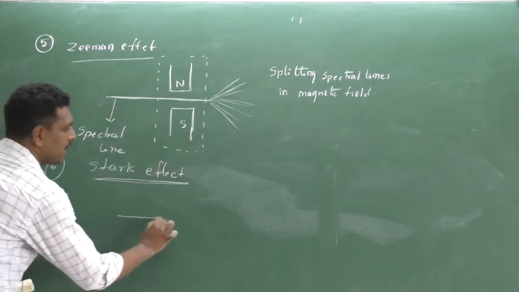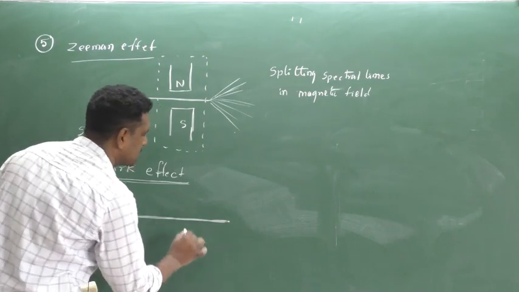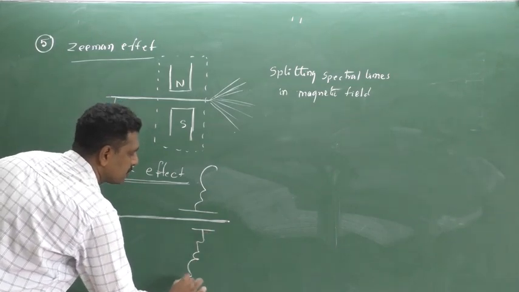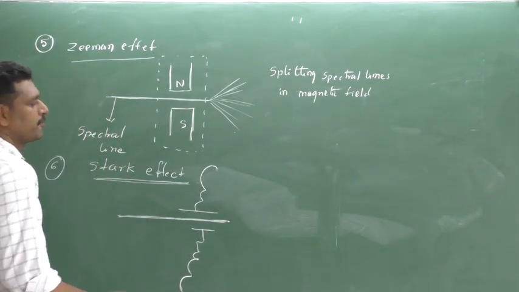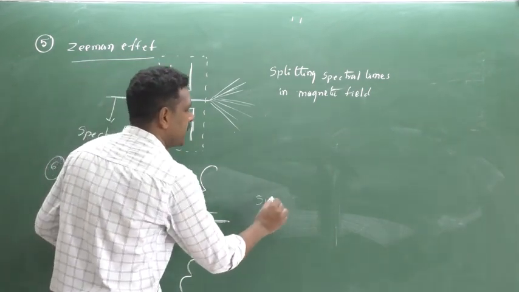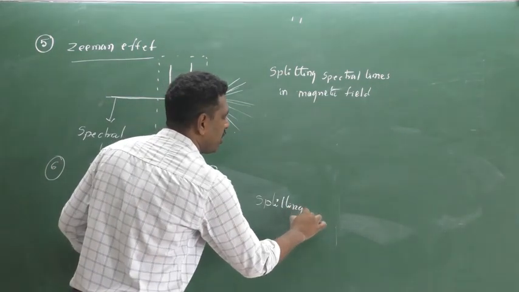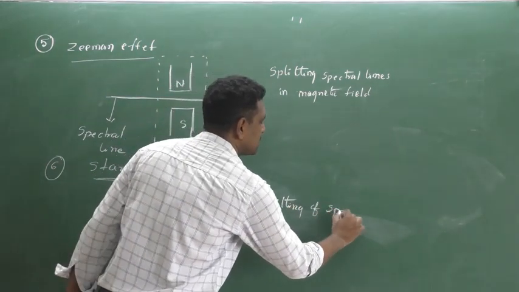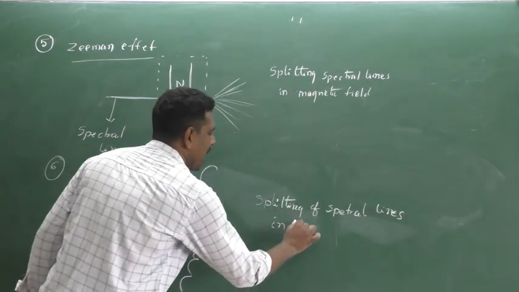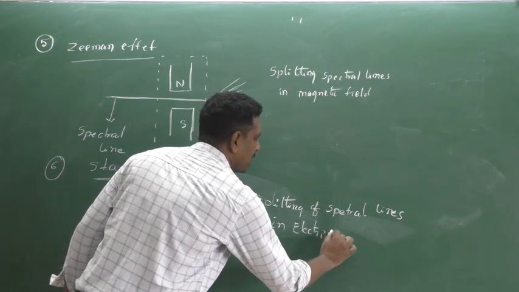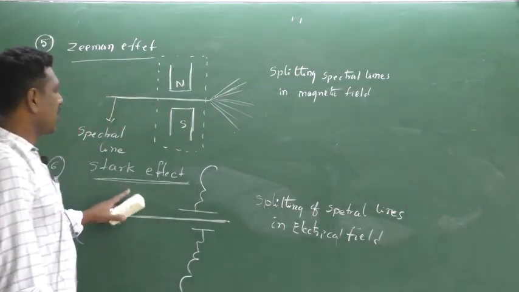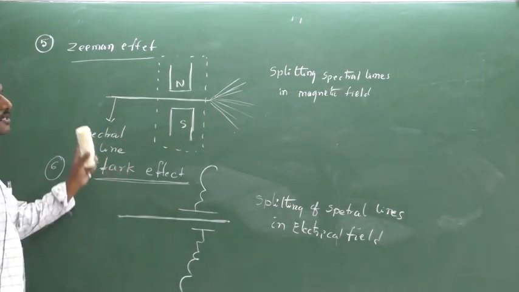So the same spectral line is split in the presence of an electrical field. Splitting of spectral lines in an electrical field is called the Stark effect. This is the Stark effect, and this is the Zeeman effect.